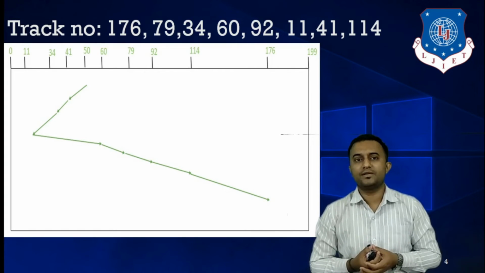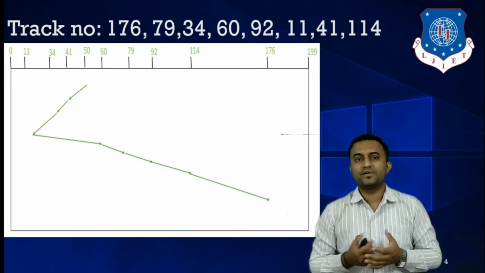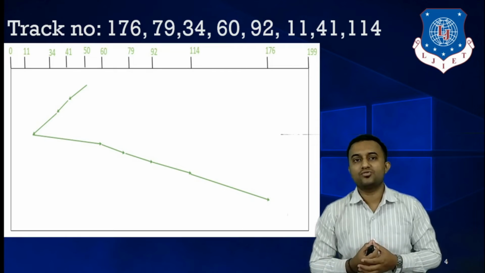When the read write head is located at track number 60, which one is shortest? Definitely 79 is shortest. So 79 minus 60, you can calculate the shortest one. So 79 will be fulfilled next.